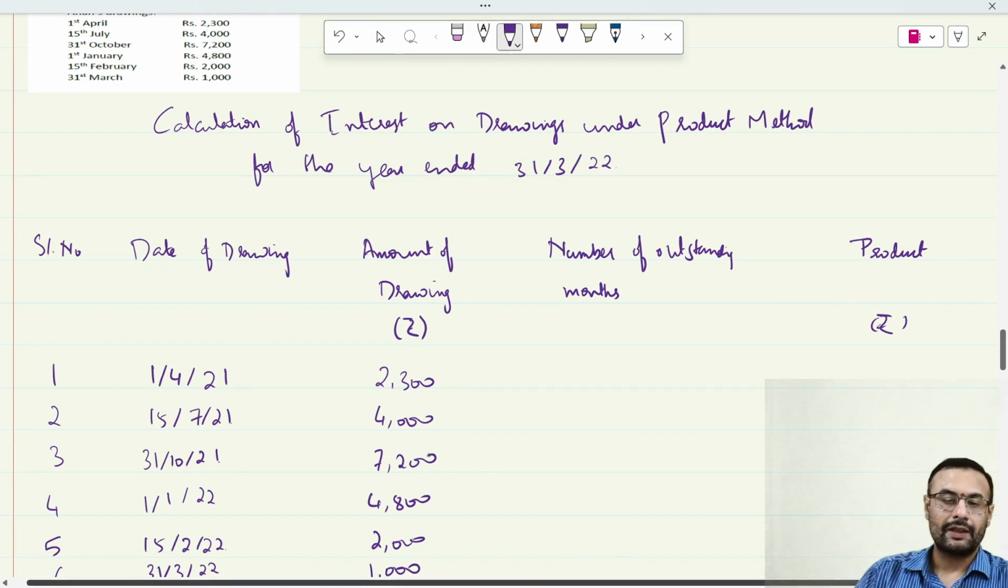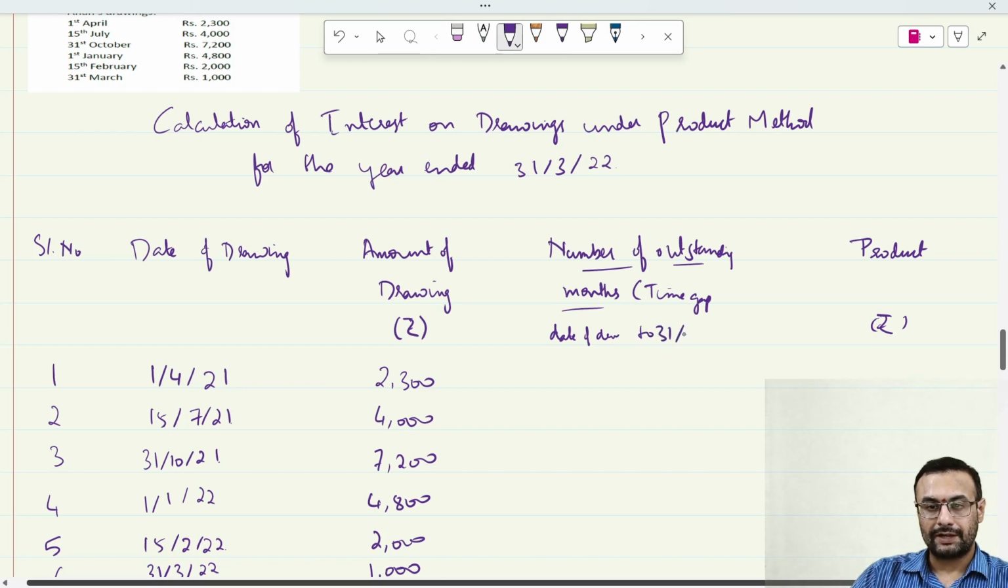This is the amount of drawing. Now, number of outstanding months, this is basically the time gap. Time gap from where to where? From date of drawing to 31st March. In our case, it is up to 31st March 2022. Now, let us calculate the number of outstanding months.